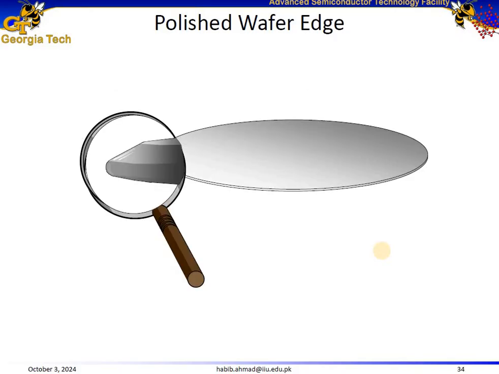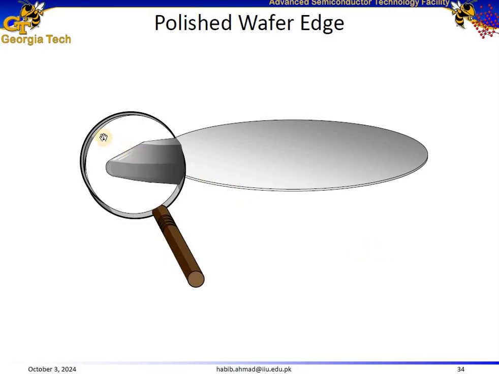This image shows a magnified view of a polished wafer edge. The wafer shown is a thin, flat disc typically made of silicon which has been polished to achieve a smooth and defect-free surface. The wafers are used in the fabrication of electronic circuits.